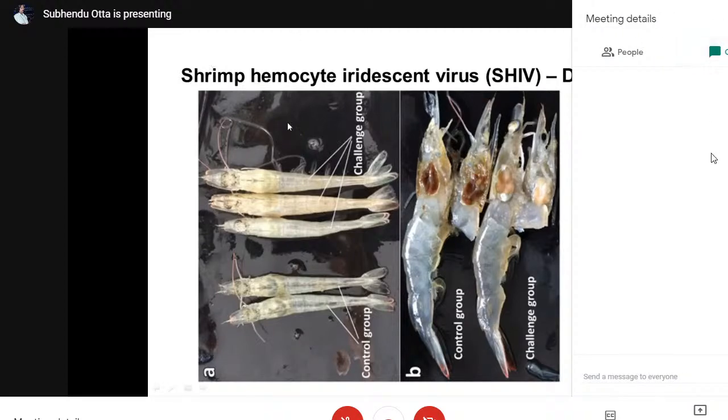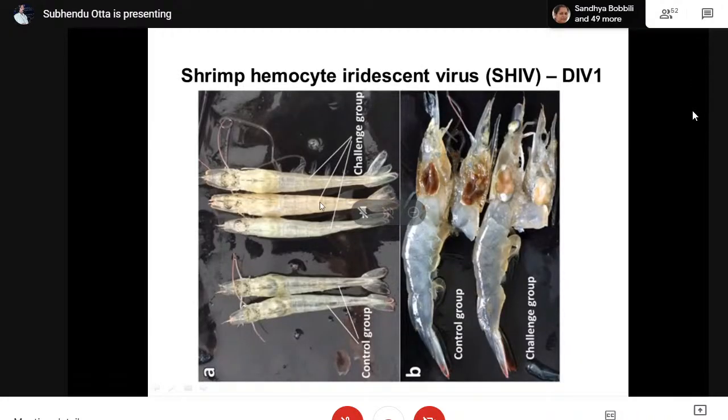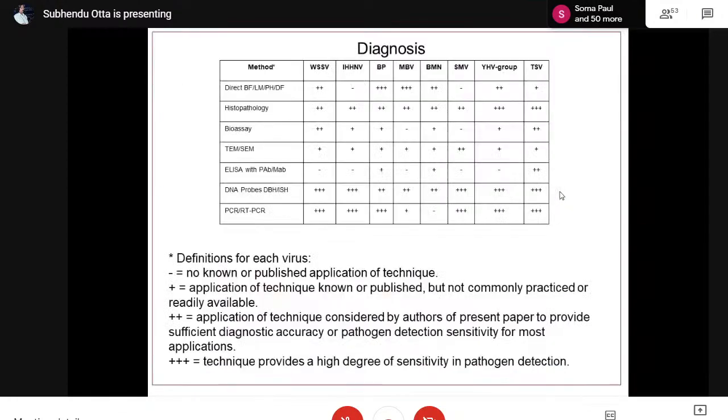Initially, it was called shrimp hemocyte iridescent virus, and they found that it occurs only in shrimps when the particular case is infected. But subsequently, they found that it can also affect freshwater prawns like Macrobrachium rosenbergii. It can also affect crawfish and many other animals, and so that's why, in the taxonomic body, they changed the name to decapod iridescent virus because it affects many decapods. So far, this has not been reported from India.